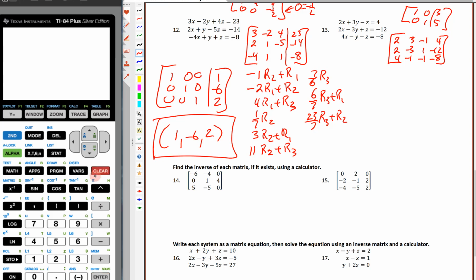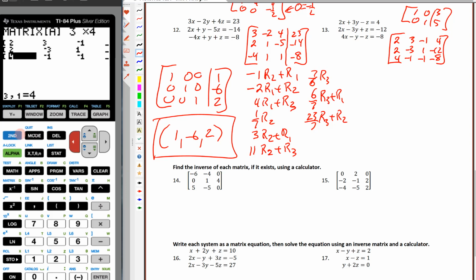So I'm going to clear this off and we'll go back to the matrix menu and we'll edit this. And this is a 3 by 4, so we're in good shape there. And I need a 2, a 3, a negative 1, a 4, a 2, a negative 3, a 1, and a negative 12. And then I need a 4, a negative 1, a negative 1, and a negative 8. Let's double check and make sure we've got that in there.